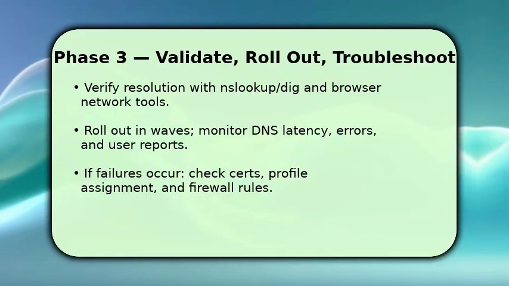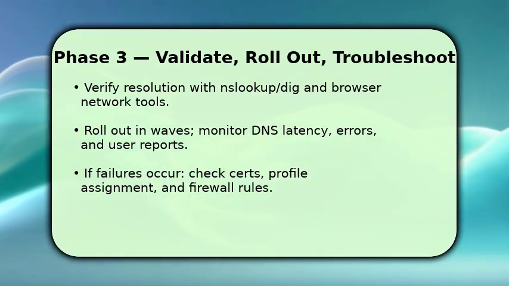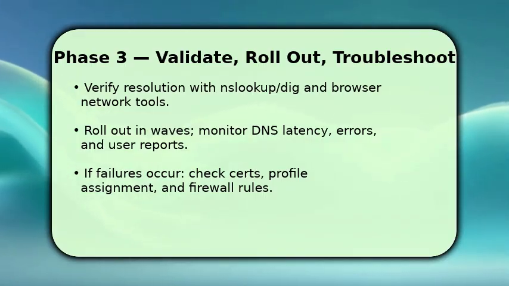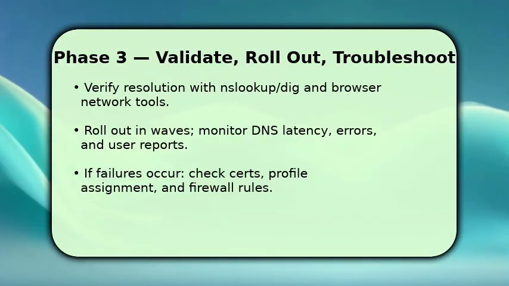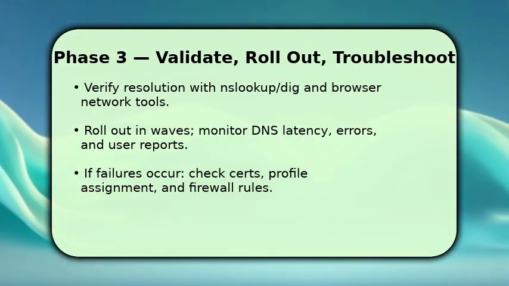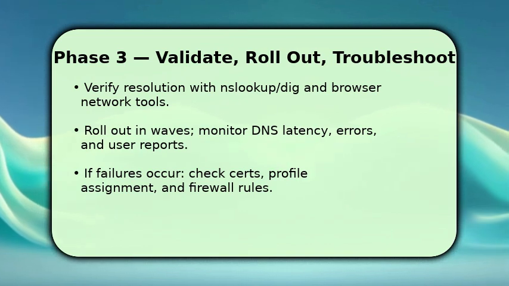Once validation passes, roll out the profile in waves and monitor DNS latency, lookup errors, and user feedback. If things go wrong, check certificate trust, profile assignment, and any firewall or proxy rules blocking DNS or DoH. Often an incorrect cert or blocked port causes failures. Make sure to revert to the backup profile if you need an immediate rollback.